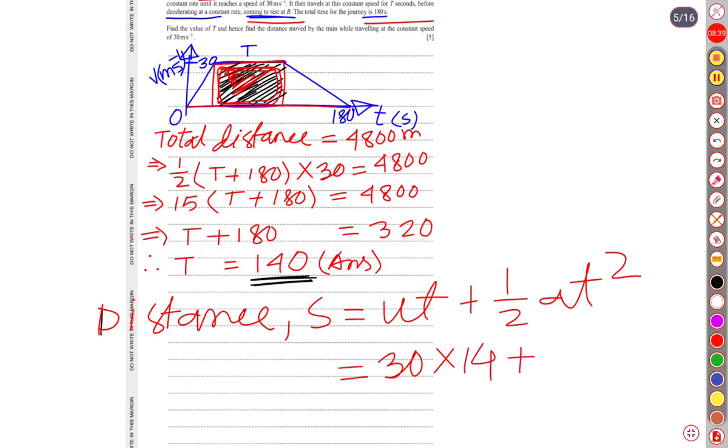Plus half of acceleration. Look at this, as the train was at this phase, at the second phase, there are total three phases. In the first phase, the train was accelerating, raising its speed until 30 meter per second. Then it was moving at a constant speed.